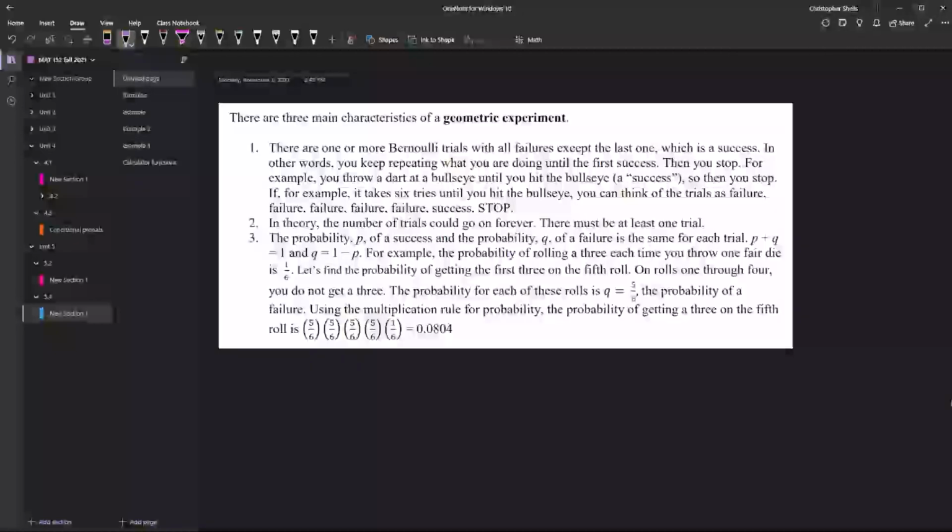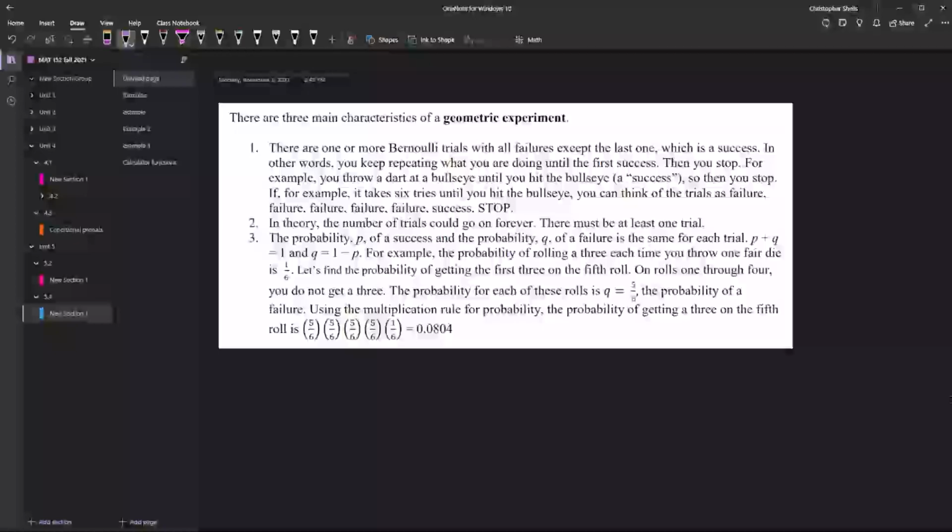There are three main characteristics of a geometric experiment. The first characteristic is that there are one or more Bernoulli trials, or binomial experiments, as we might remember from 5.2, with all failures except the last one, which is a success. In other words, you keep repeating what you're doing until the first success, then you stop. For example, you throw a dart at a bullseye until you hit the bullseye, a success, so then you stop.